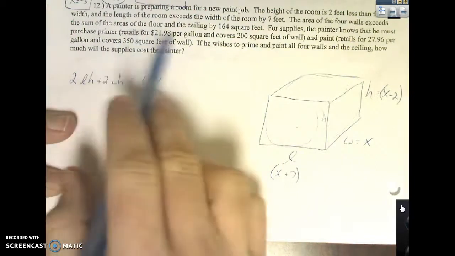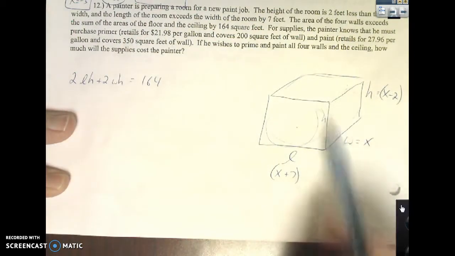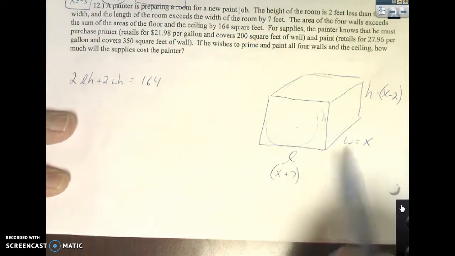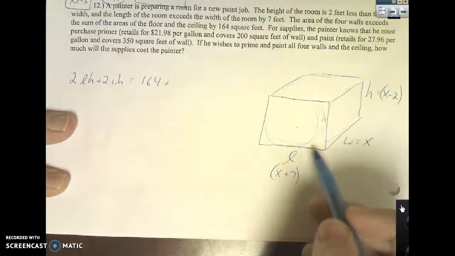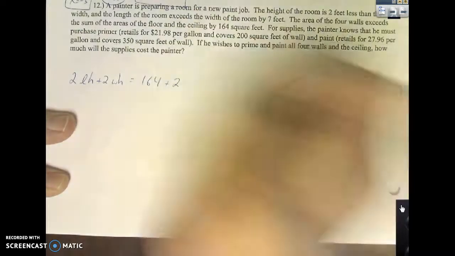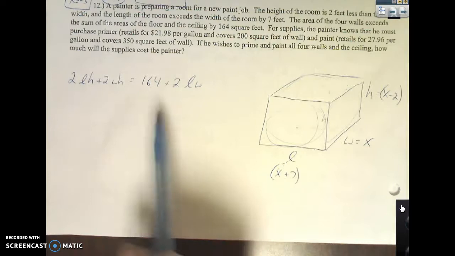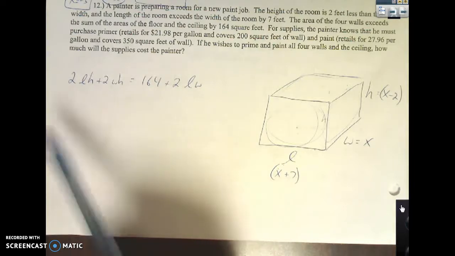It says the sum of the areas of the floor and ceiling. What's the area of the floor and the ceiling? It's just length times width. And how many of those do I have? 1, 2. That's the most difficult part.